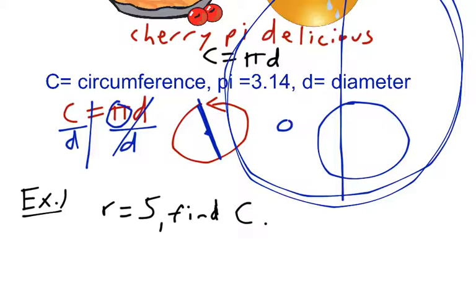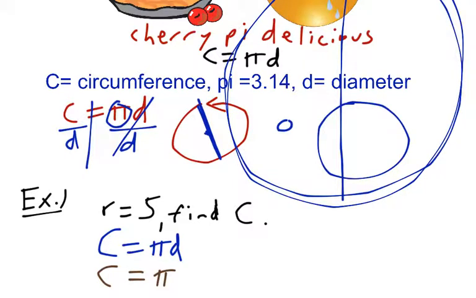All right, let's try an application problem. Let's say, for example 1, our radius, when I use r, I mean radius. Our radius is 5. Find our capital C, and C means circumference. I'm going to start by writing down my formula, which is C equals pi d, cherry pie delicious. Oh, I found an issue. I have an R, but I need a D. So I can plug in C equals pi, but I don't have my D.